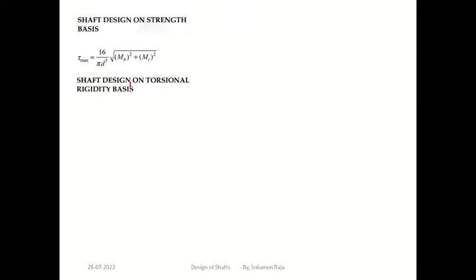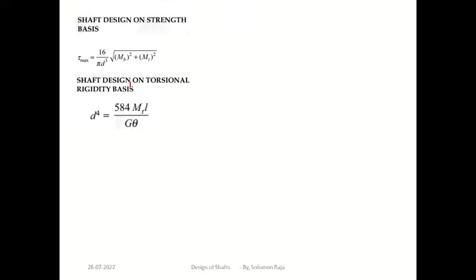The second one is shaft design on torsional rigidity basis. In three bases we can select the diameter. The first one is based on the strength basis. The second one is the torsional rigidity basis. For this we are going to use this formula: d power 4 equal to 584 into mt into L divided by G into theta. These things you might have studied in strength of materials.